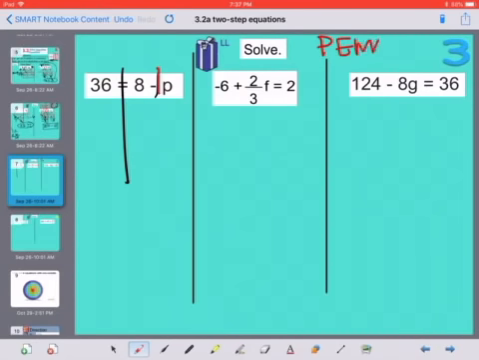So when we get rid of our numbers, we need to go in the order of operations backwards. So first, getting rid of adding and subtracting. The 1 is really multiplied by p, so we're not going to move that yet. We need to move the 8 first. And this is a positive 8, so the opposite of adding 8 would be subtracting 8. So 36 take away 8 is going to give us 28.